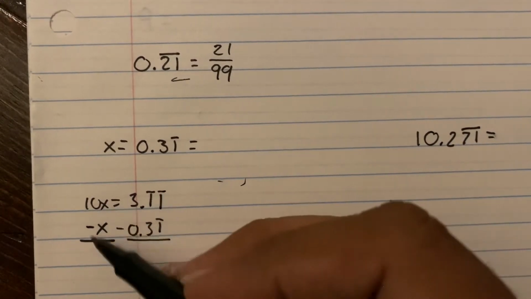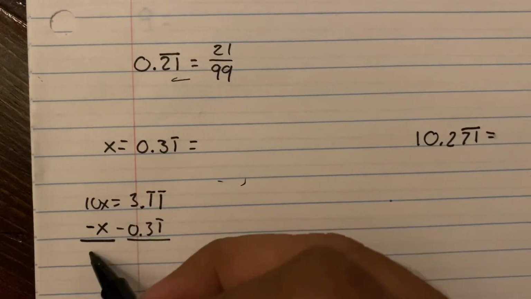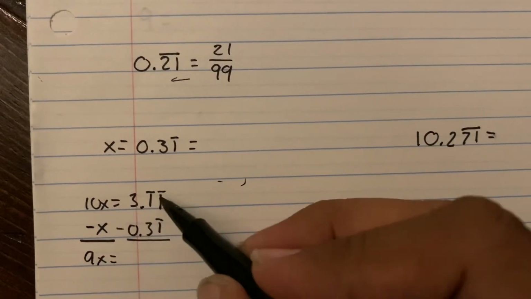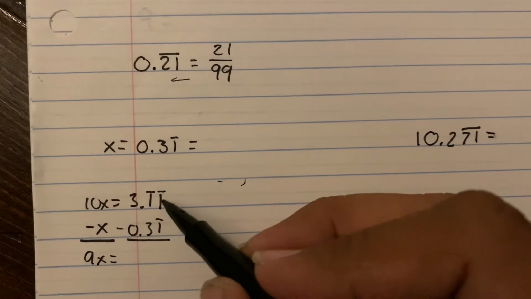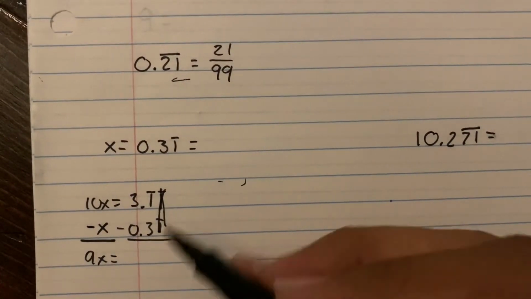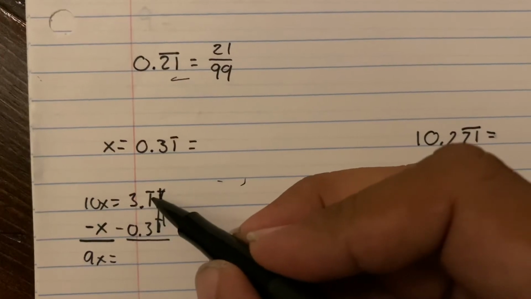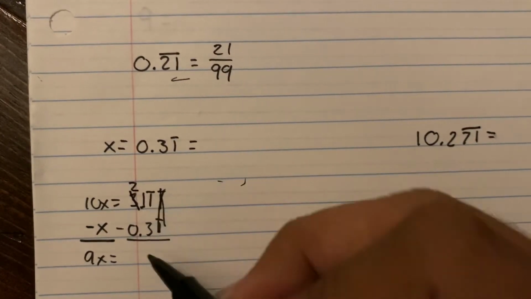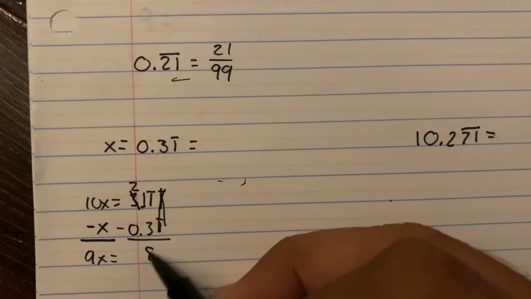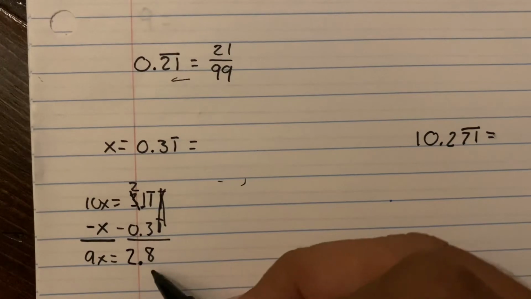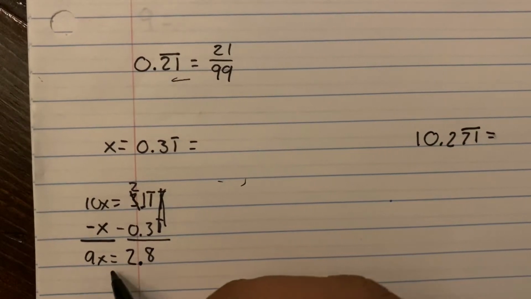So let's subtract this side first. 10x minus x, that leaves us with 9x. This one now, the forever one minus the forever one is just going to be gone. It's going to make infinite zeros, so we can ignore that for now. Now there's going to be 1, so I'm going to borrow from here, make it 11. 11 minus 3 is 8. Drop down the decimal point. 2 minus 0 is 2. So it's going to be 2.8 equals 9x.